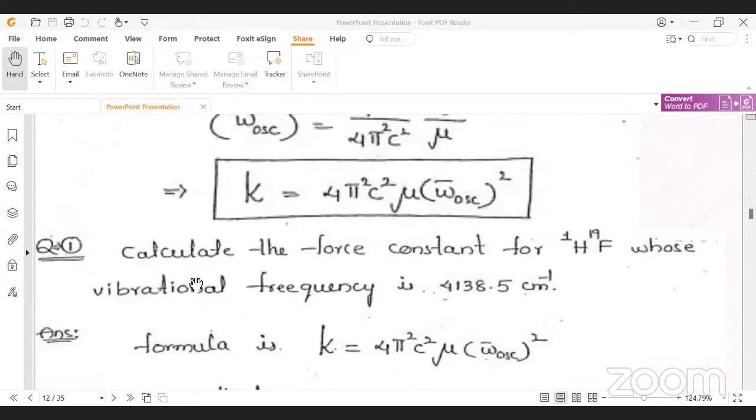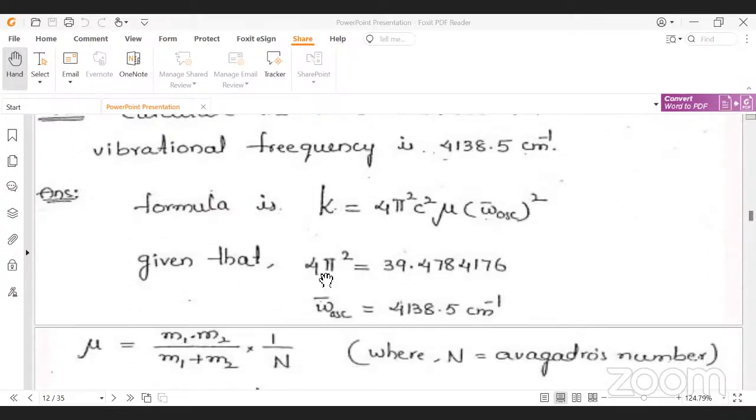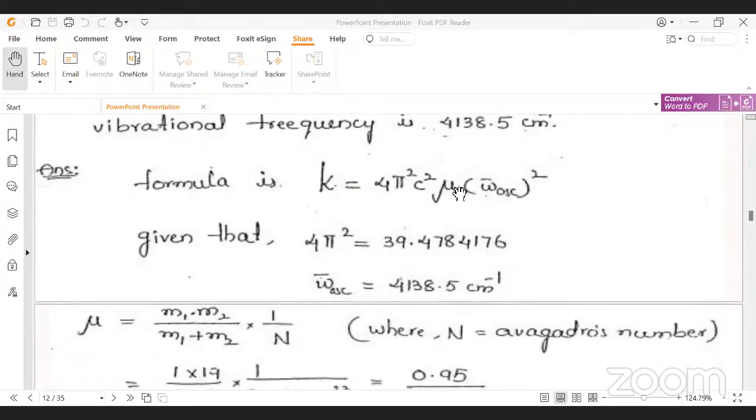Look at one example here. Calculate the force constant for hydrogen fluoride, whose vibration frequency is 4138.5 centimeters inverse. Vibration frequency means ω̄ oscillation. What is the formula for calculating the force constant? k is equal to 4 pi squared c squared mu into ω̄ oscillation squared. Given that 4 pi squared is a constant and ω̄ oscillation is given in the problem, 4138.5 centimeters inverse, and mu is the reduced mass.